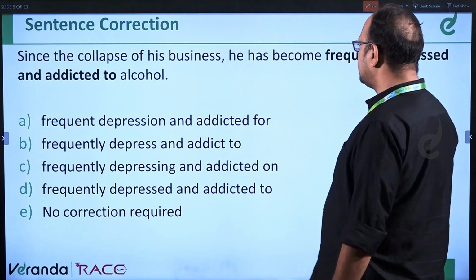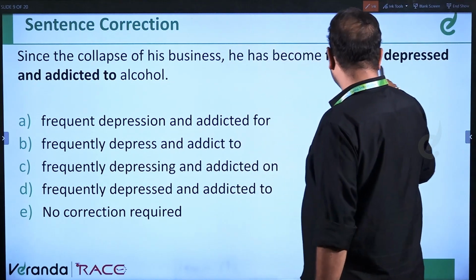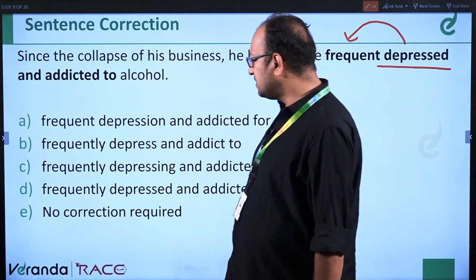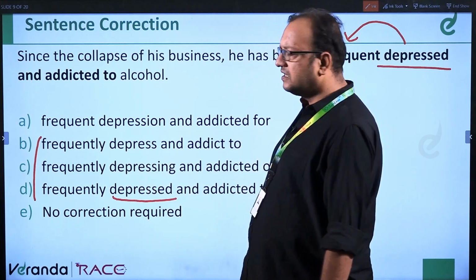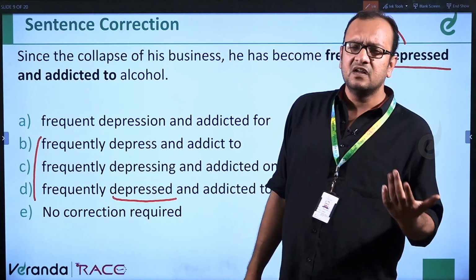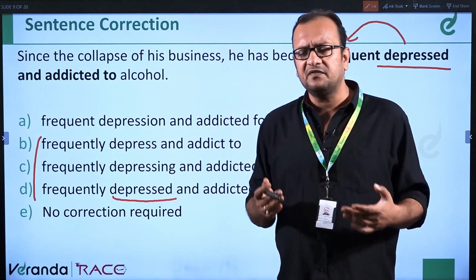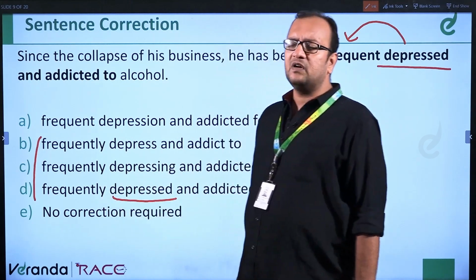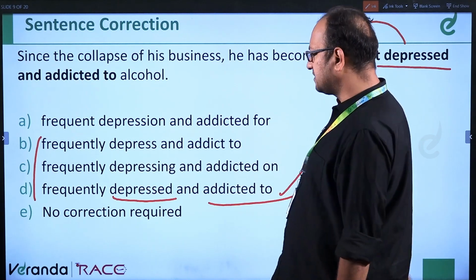Since the collapse of his business, he has become frequent, depressed and addicted to alcohol. Depressed is an adjective, so it should be preceded by an adverb. So which adverb do we have over here? These three have adverbs. Frequently depressed. Depressed is a past participle which becomes an adjective. Every verb form which is past participle can be converted into an adjective, can function as an adjective. So depressed is an adjective over here, and it should be preceded by an adverb, frequently depressed and addicted to alcohol. So D will be the answer.